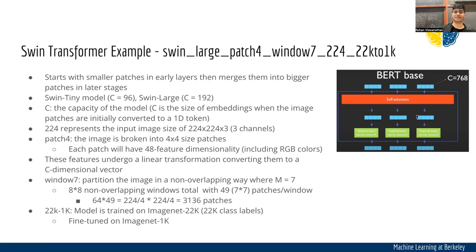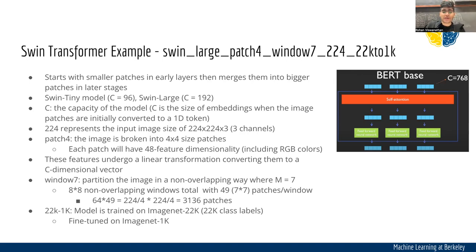224 here represents the image size. We have three channels because this is an RGB image. So our input image size is 224 by 224 by 3. Patch 4 means that the image is broken into 4x4 pixel patches. But each of these 4x4 patches is actually its own image, right? Because we're literally just cutting this image up. So this also has a three-channel component. So each patch has 48 feature dimensionality, including the RGB colors.